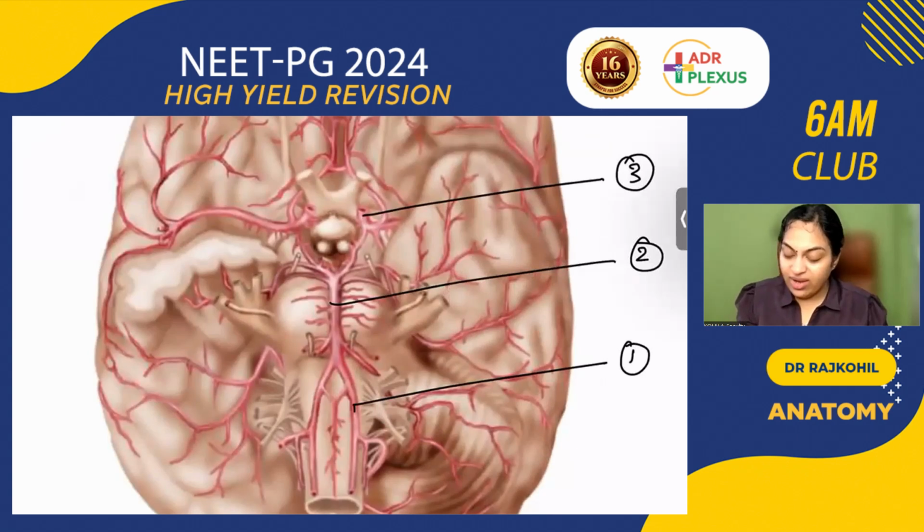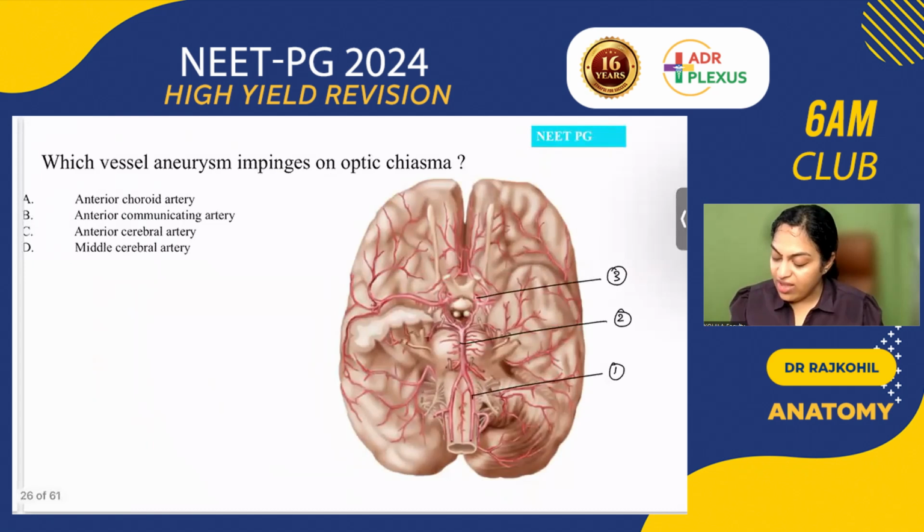Okay, so which vessel aneurysm impinges on the optic chiasma? So this is the optic chiasma. You can see what I've labeled here. One is the vertebral artery. B is the basilar artery. And 3 is the internal carotid artery.